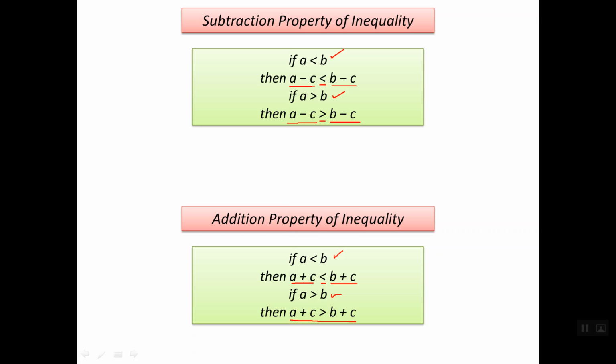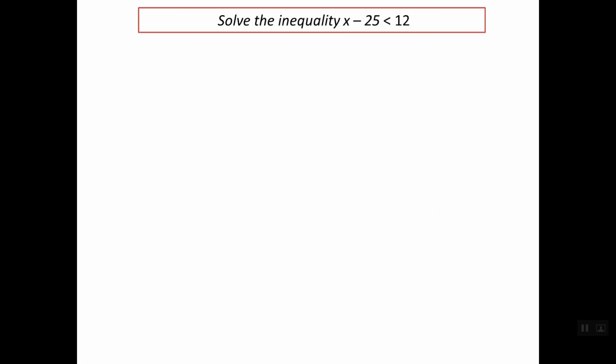Let's apply these two properties in order to solve this inequality. We have an inequality which is x minus 25 is less than 12. As you see here, the left side of the inequality contains the variable and a constant which is minus 25, and on the right side we have only a constant which is 12.